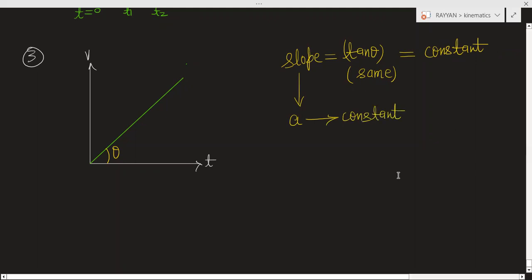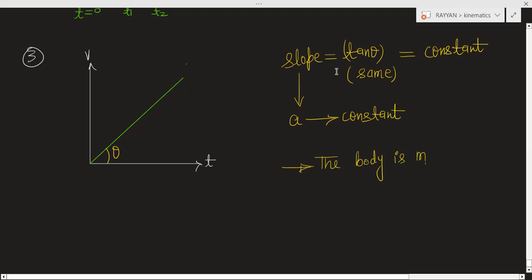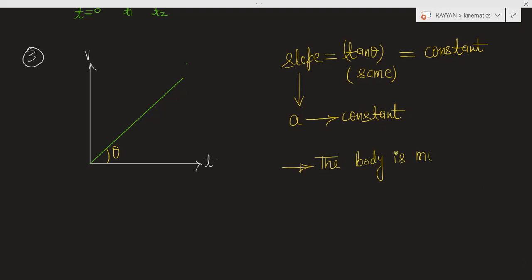So from this graph, we can conclude that the body is moving with constant acceleration. I am giving the reason also, I am not writing directly. I am giving the reason why the acceleration is constant. The body is moving with constant acceleration. Constant acceleration means uniform acceleration also, you can say.